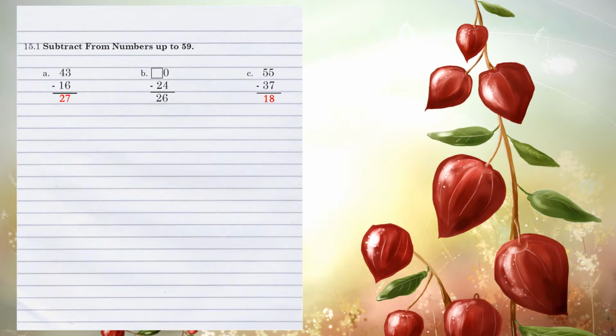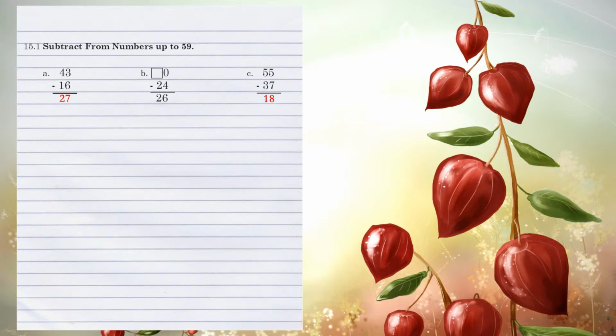Let's look at example B. We have a missing number that we want to fill in. So if we start with our ones column, we know that 0 minus 4 is not 6. But if we work backwards, we know that 6 plus 4 is in fact 10. So we've had to borrow over here in our tens column.